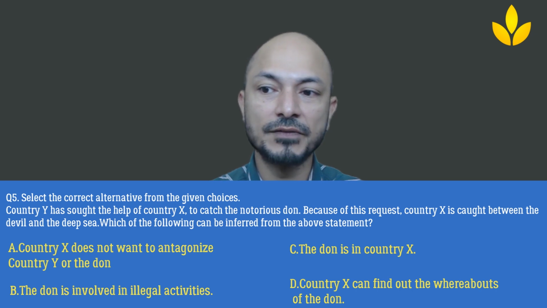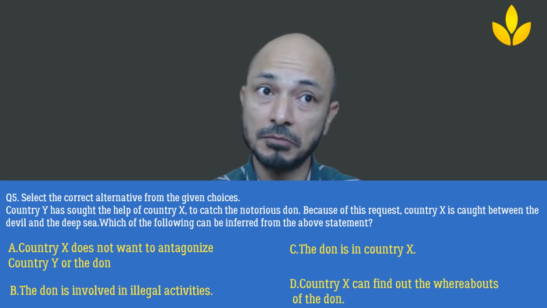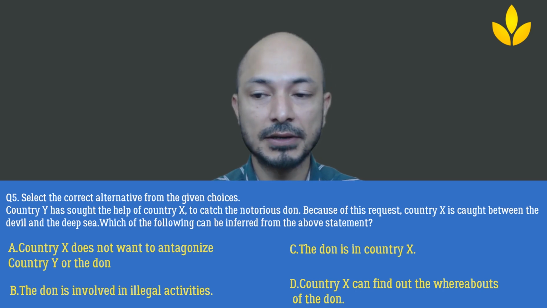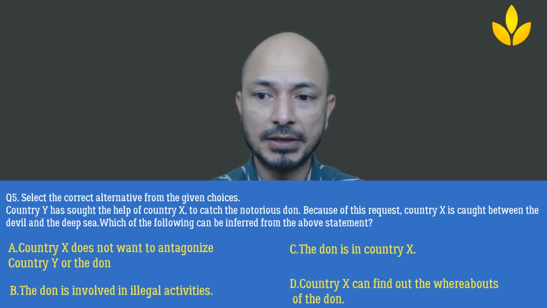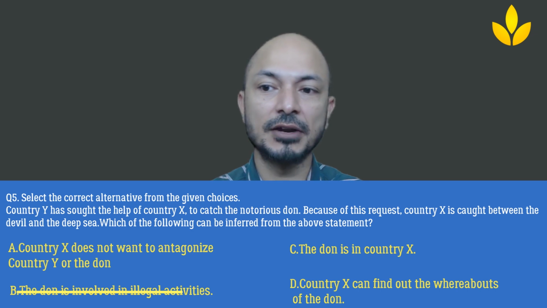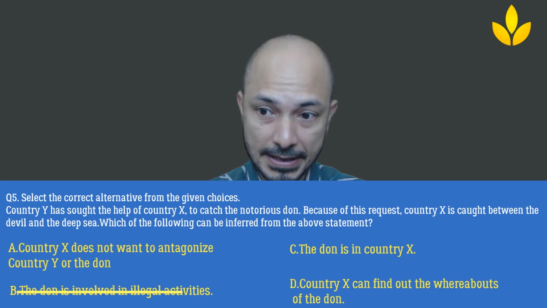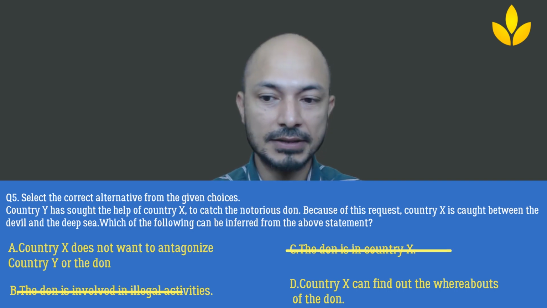The Don is involved in illegal activities, and it is very obvious the Don would be involved in illegal activities, but inferring from the above statement, caught between the devil and the deep sea, this doesn't make sense. We come to option C. The Don is in country X. Over here again, it's not inferred. Option C is not inferred from the above paragraph. We can leave that aside.